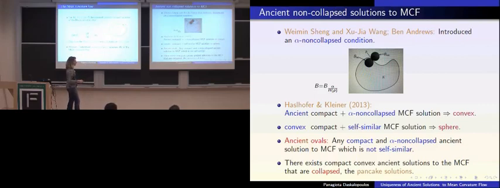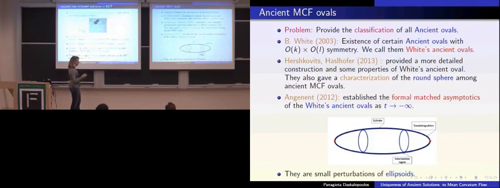So now, we also know it's not hard to show that if it's convex, compact, and self-similar, then we have the spheres. So what we are interested in is to look at alpha non-collapsed, compact, therefore convex, solutions of the mean curvature flow which are not self-similar. Therefore, they're not the spheres. And by the way, I will put it in the next slide.